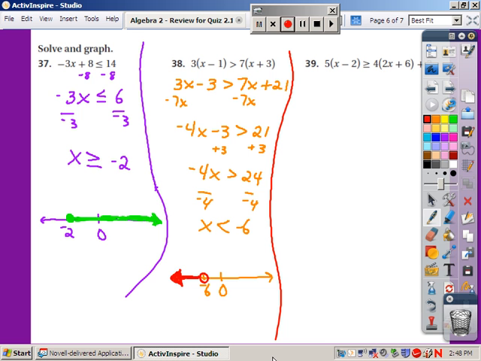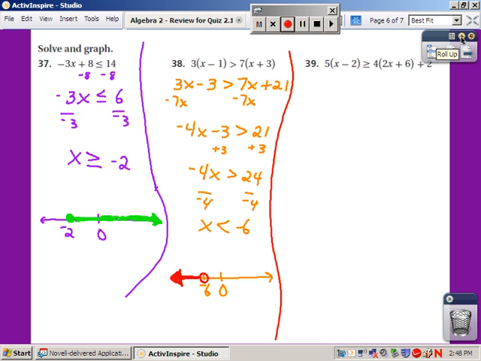All right, last of the inequalities. Distributing on both sides, probably some combining of like terms. 5x minus 10, 8x plus 24, and then this plus 2 comes down. So just a little combining like terms here.